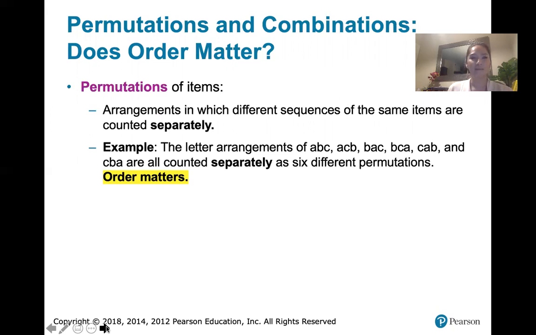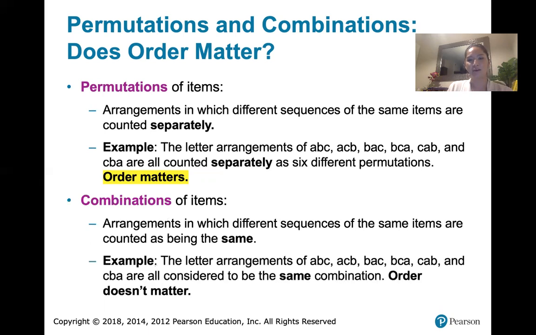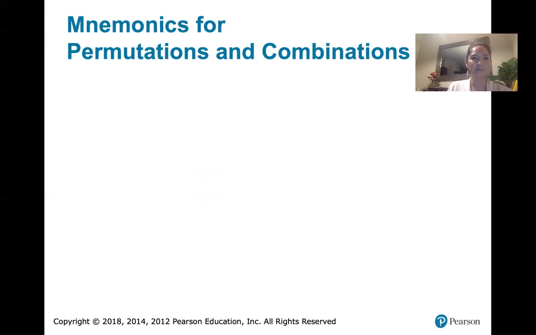in different orders. Now, if I was looking at these same letters and I was counting all of those as the same, we would call that a combination. Combinations are arrangements in which different sequences of the same items are counted as the same. So they're all the same combination because they all contain the letters A, B, and C. Here, order doesn't matter.